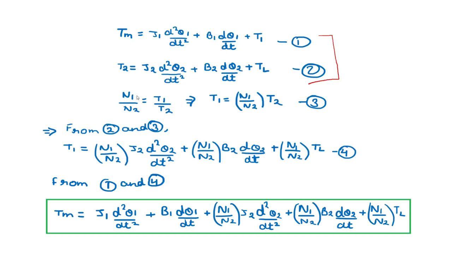And now we all know that N1 upon N2 is equal to T1 upon T2. So therefore we can write T1 is equal to N1 upon N2 into T2. So we will put this value of T2 here. Then we get T1 is equal to N1 upon N2 multiplied by this whole thing. So we get this, and now we will put this value of T1 in equation 1. So we get Tm is equal to this. Here you can see that we have both theta 1 and theta 2 terms. And now we are going to change this equation in terms of either theta 1 or theta 2.